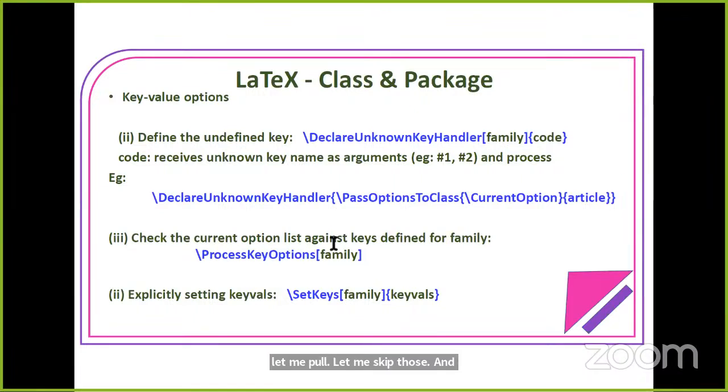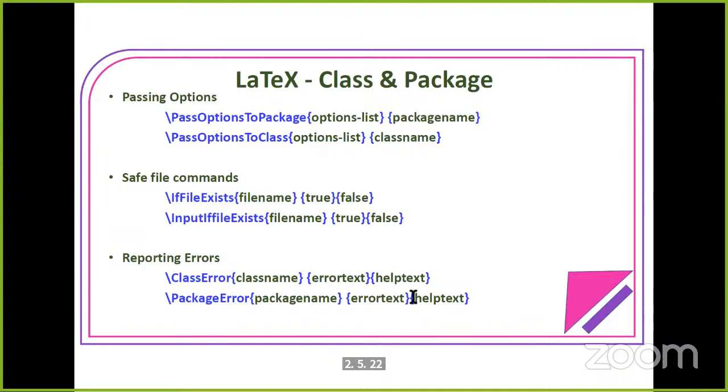And the process key options: once the options are given, everything has to be processed, right? So a process key option should be given. Earlier it was process options, but now we have to provide process key options. And some key values I want to set. For example, the pi value I can set using set keys, with a family name like pi1, some different name, and the key value is 22 by 7, the value of pi.